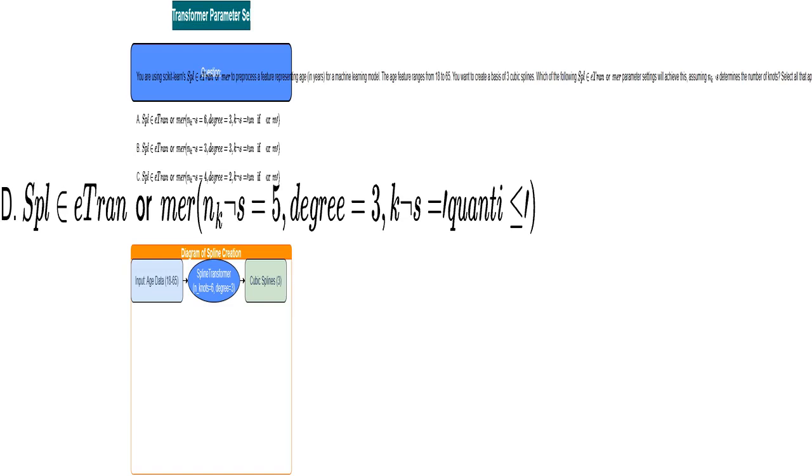This option uses 5 knots for a cubic spline, degree equals 3, meaning there would be 5 minus 3 equals 2 splines. The knots equals quantile parameter indicates knots will be positioned at quantiles of the data. However, the number of splines generated is not correct. Hence this option is incorrect.